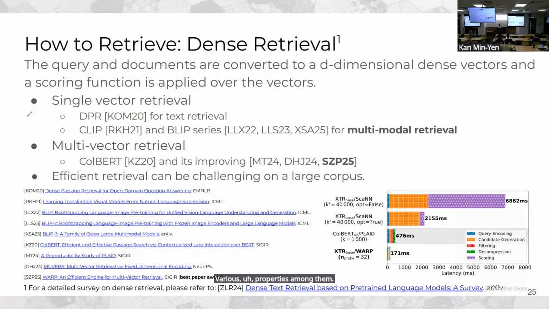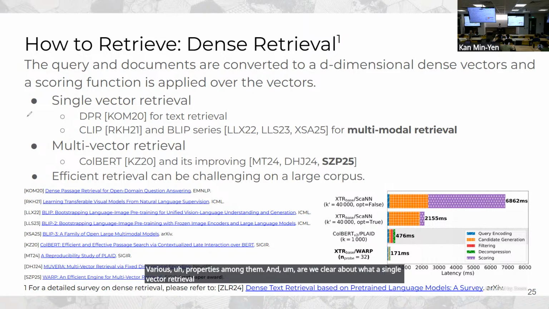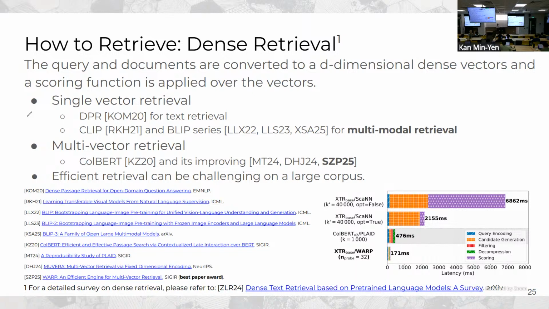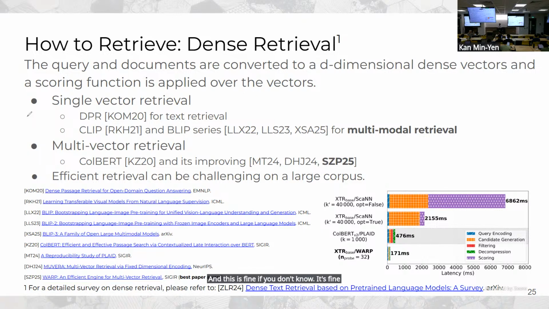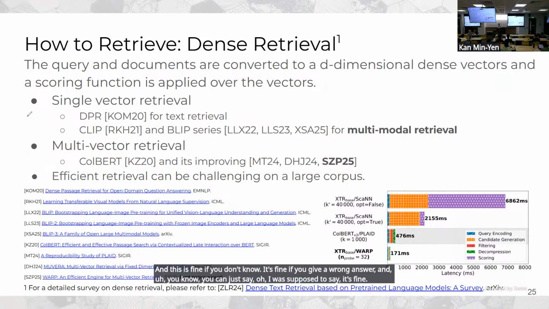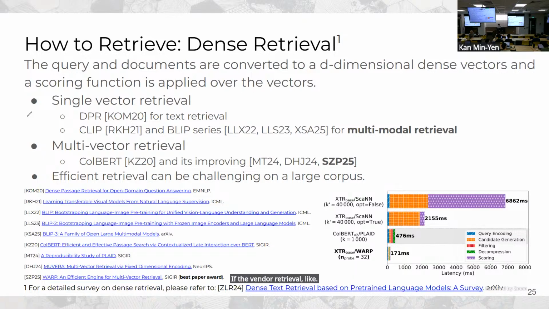And are we clear about what single vector retrieval and multi-vector retrieval means? No? Okay. So can somebody who understands it help us understand? I'd like to get some opinions. It's fine if you don't know. It's fine if you give a wrong answer and you can just say, oh, I was hallucinating. It's fine. Yeah. Is multi-vector retrieval like a vector per token in the query?